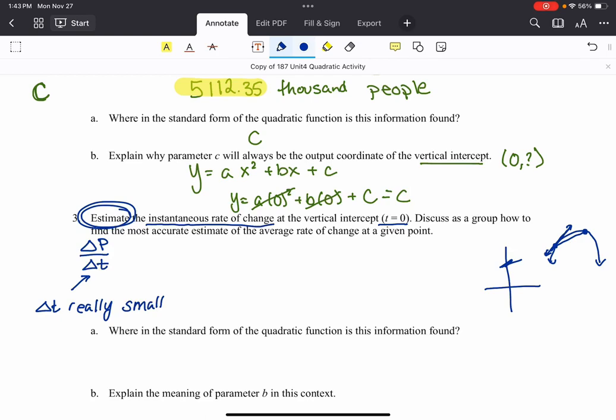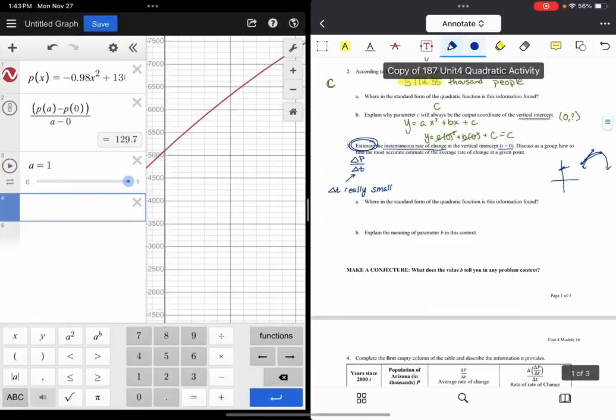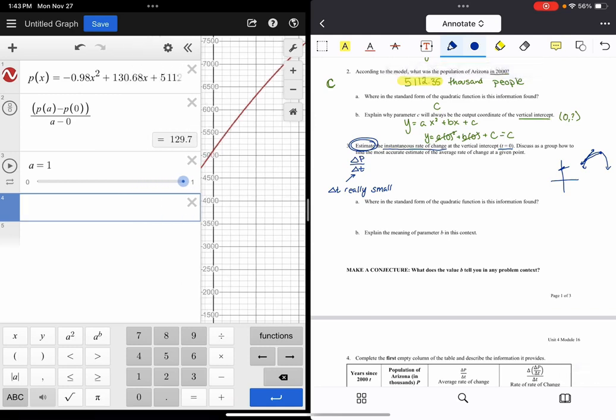And so I'm going to change for a minute over to Desmos. And so what you'll notice I've done here is I've put in our function, so that's up there, and I called it P, and then I created a formula for the slope.